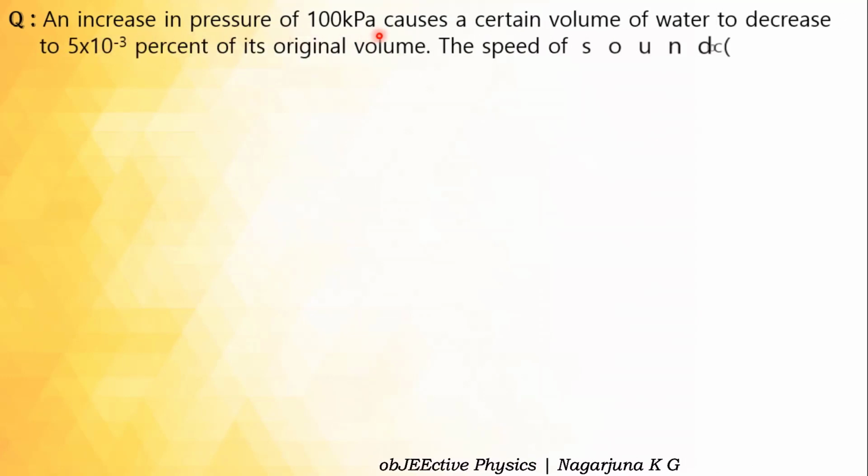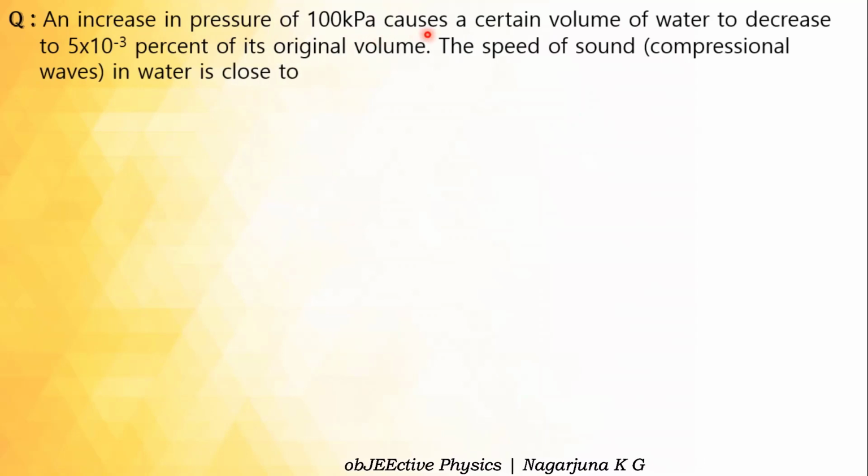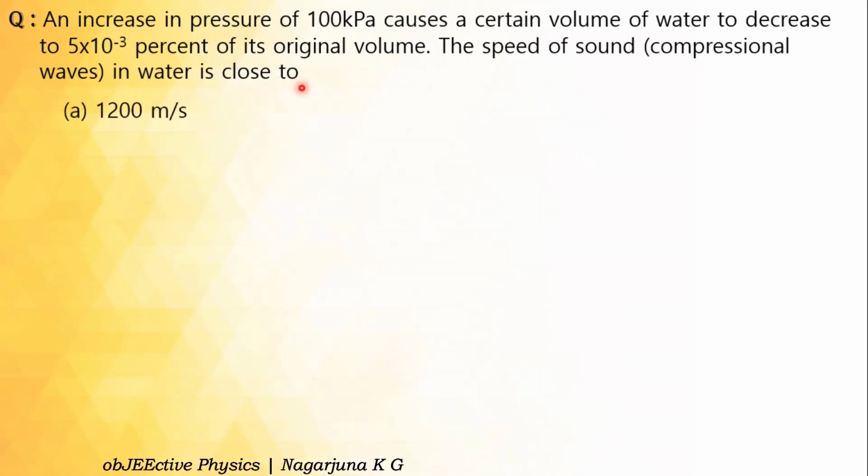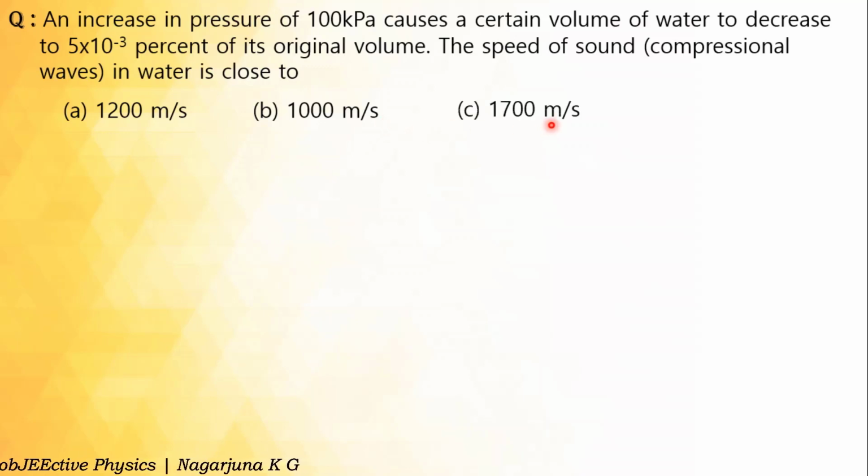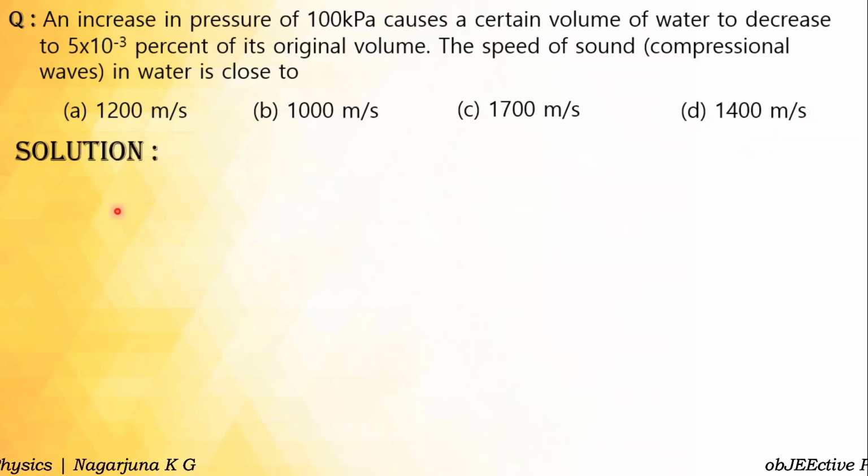An increase in pressure of 100 kilopascal causes a certain volume of water to decrease to 5 into 10 power minus 3% of its original volume. The speed of sound compressional waves in water is close to: option A 1200 meter per second, option B 1000 meter per second, option C 1700 meter per second, option D 1400 meter per second.